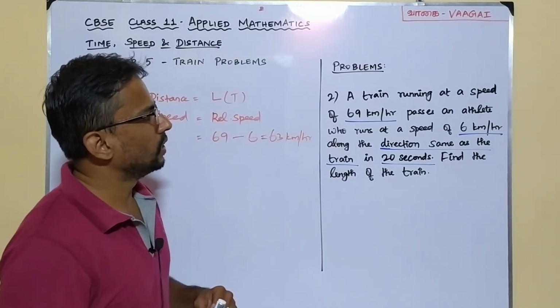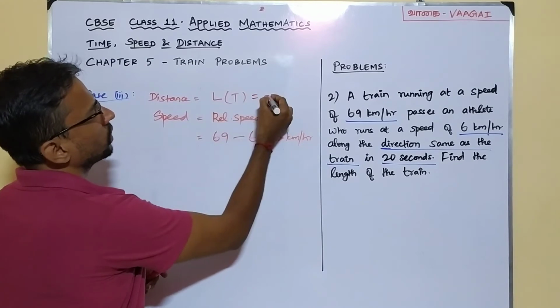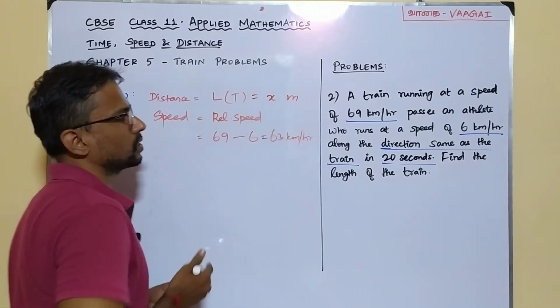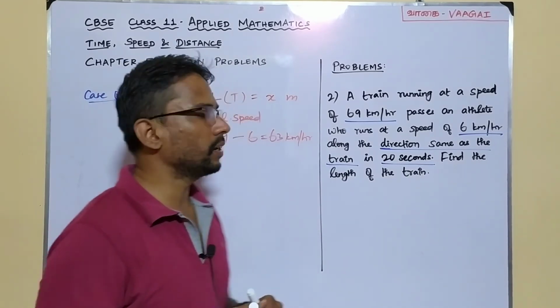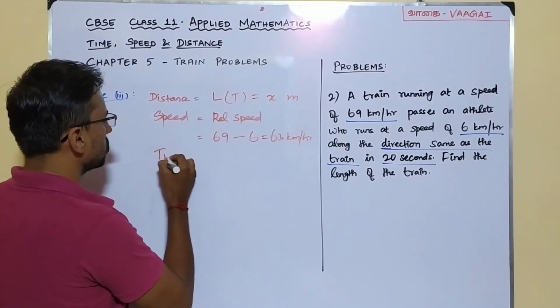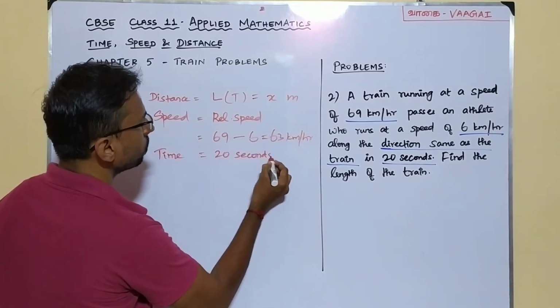And what we will do is, as usual, let's just assume some value for the length of the train. I'm going to take it to be some x meters. And coming to time taken, time taken is also very clearly given in the question itself. So time is equal to 20 seconds. Yeah, fine.